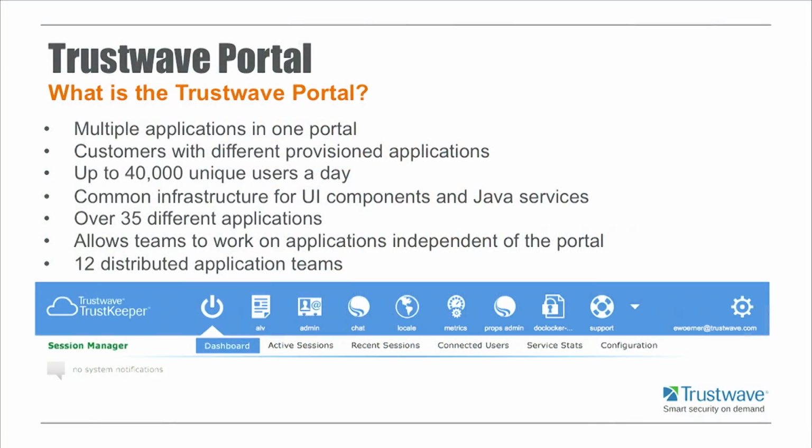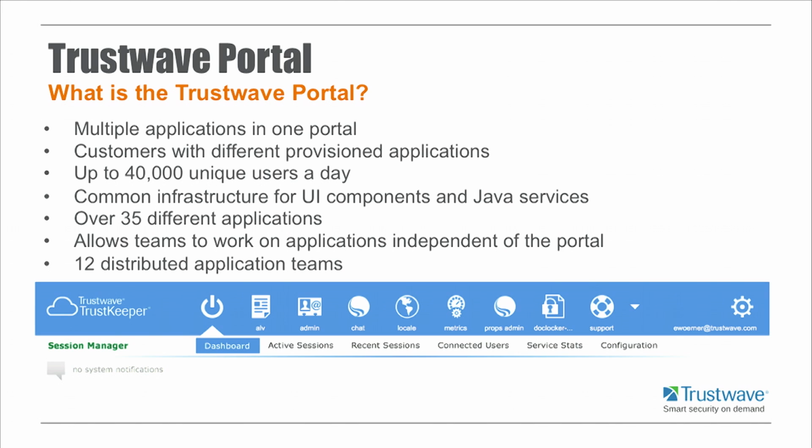So enough with the marketing side. Let's get into what the Trustwave portal is. We have customers that log into our portal, and at any time it could be up to 40,000 unique users that log into the portal throughout the day. And those users come from customers that have security needs that we offer to them.